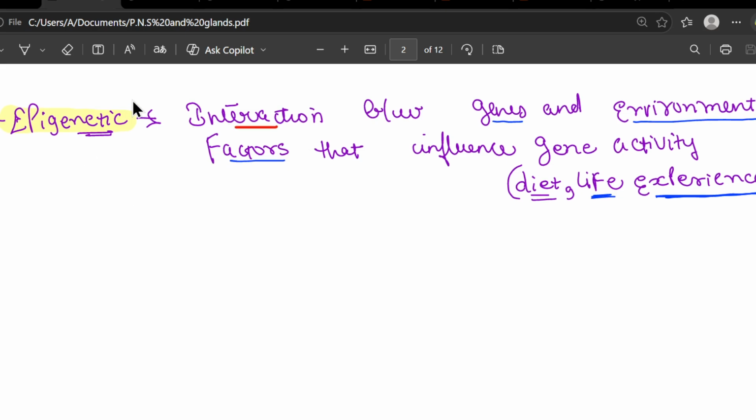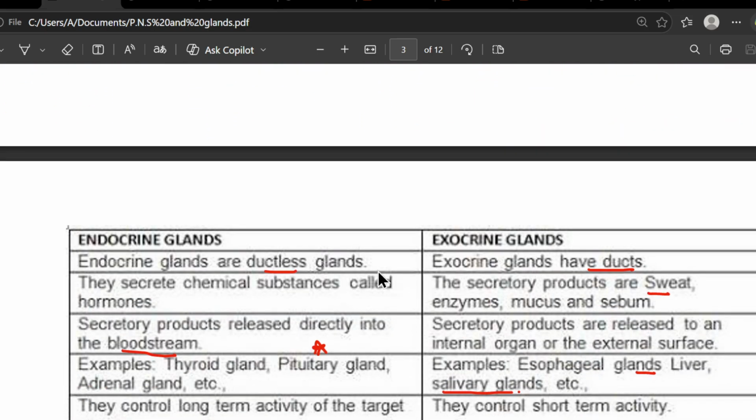Then you have epigenetics. It is the study of genes and environment, how your genes and environment influence you. What is the interaction between your genes and your environment: your diet, life structure, life experiences, your family dynamics, your friends, your peer groups, whatever. So here we study the genes and we study the environment. That is something you have to know.